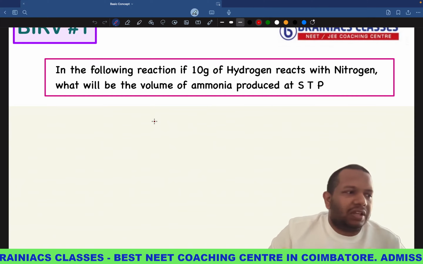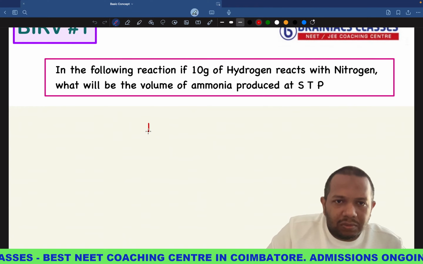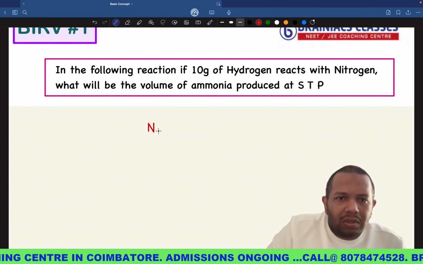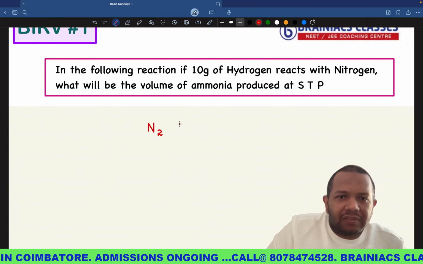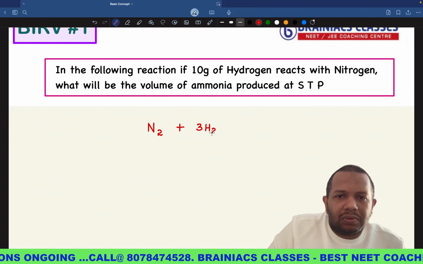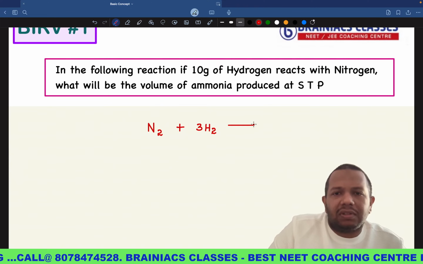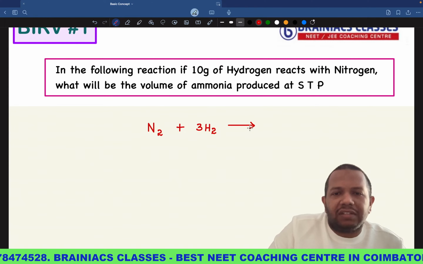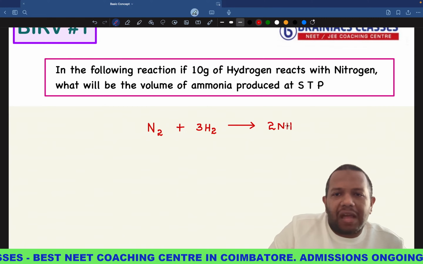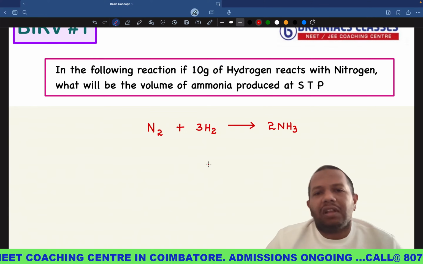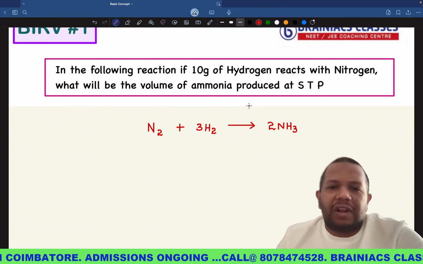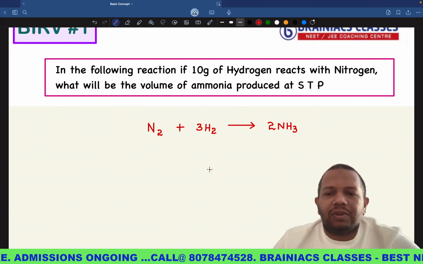The equation here is N2 plus 3H2 gives 2NH3. This is that equation. It's a balanced equation. You can check it out. The number of nitrogen atoms is 2, and the number of hydrogen atoms is 6. Here also it is 6.